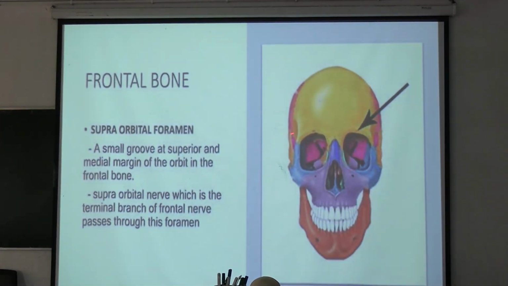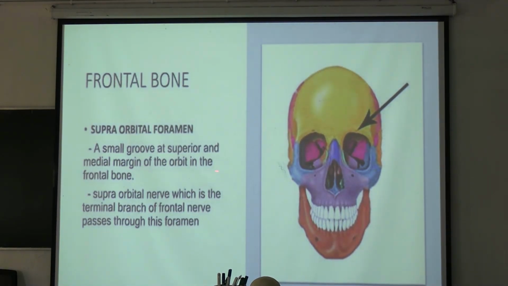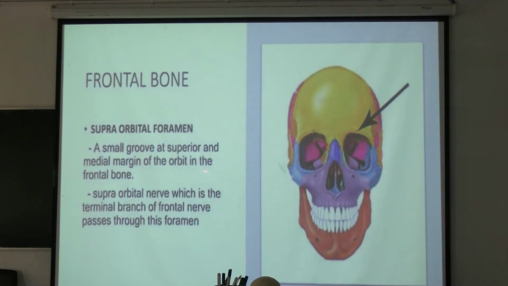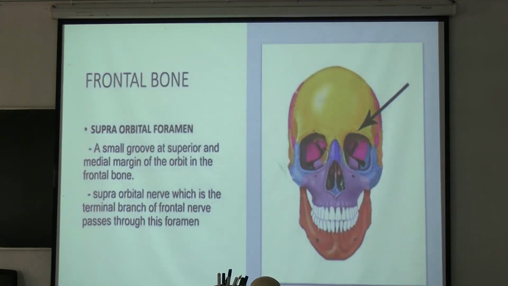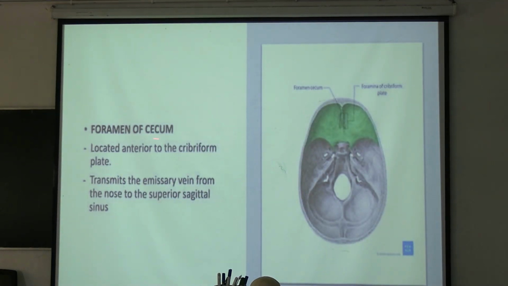Here is the location of supraorbital foramen. It is a small groove at the superior and medial margin of the orbit in the frontal bone, at the junction between lateral 2/3 and medial 1/3 of the supraorbital margin. Okay, and what are the structures passing? Supraorbital nerve, which is the terminal branch of frontal nerve, passes through this supraorbital foramen. Okay, understood? Next we are going to foramen cecum.